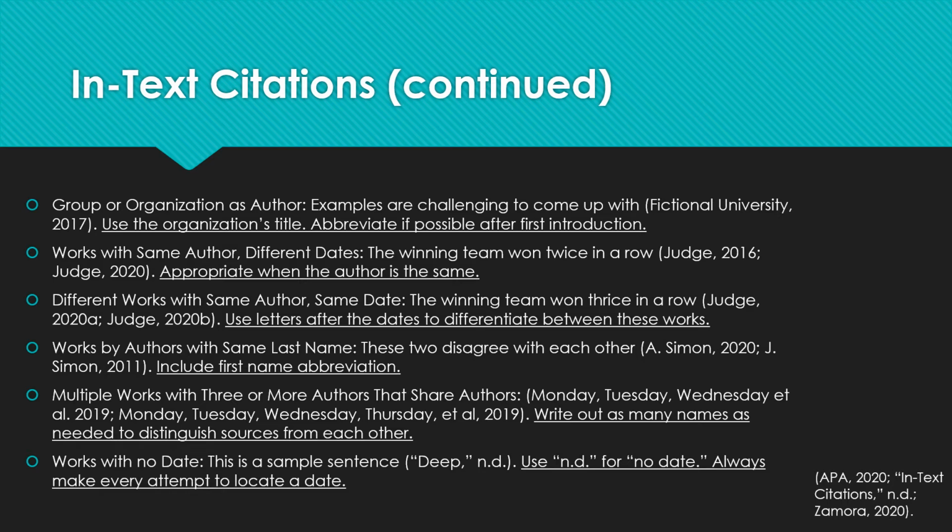What happens when you have two different works by authors with the same last name? At that point, you can include the authors' first initials to differentiate between the two. What about when you have multiple works with three or more authors that share authors? Well, remember when I said you can list up to 20 author names in a citation? Here is where that rule comes in handy, because you will need to include as many authors as it takes to differentiate between the two works.